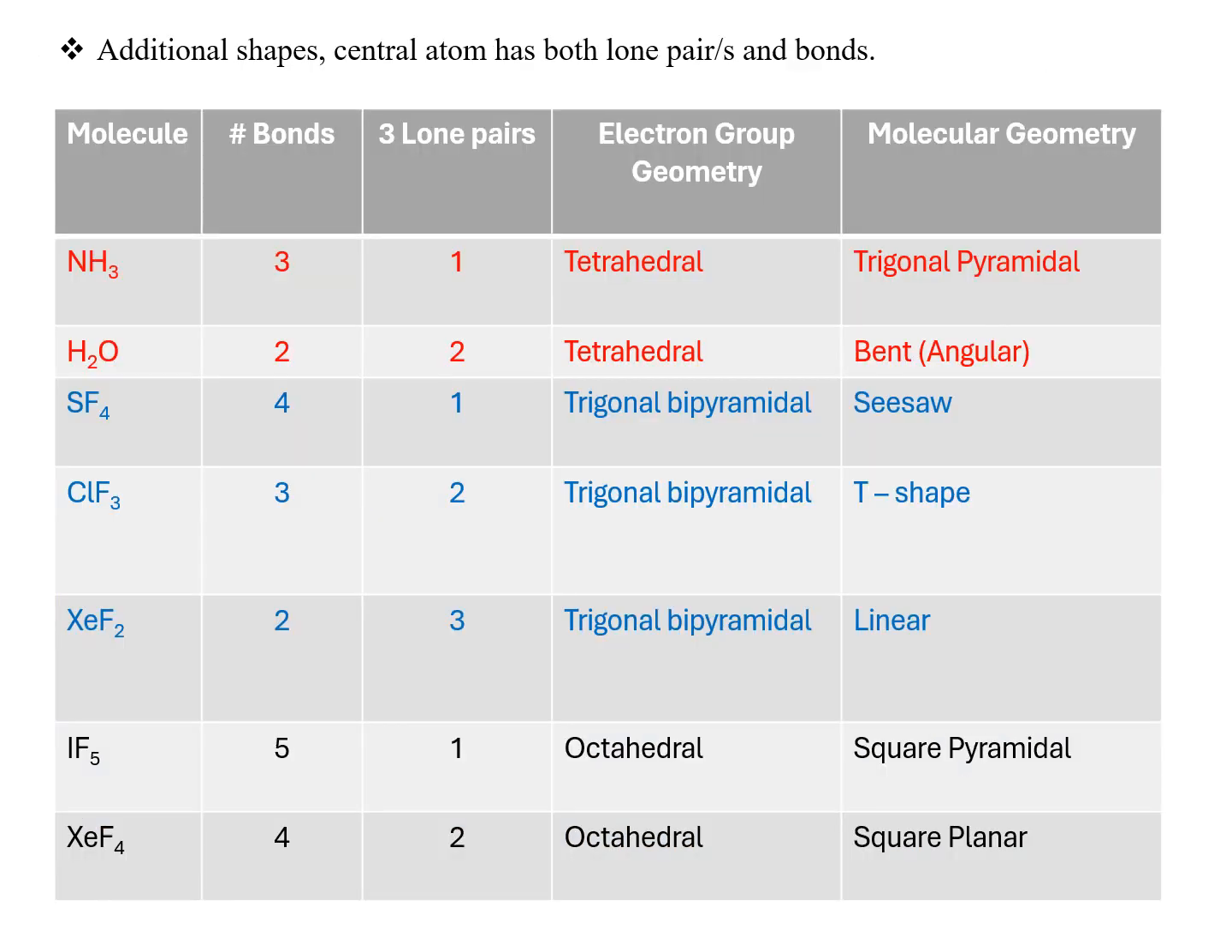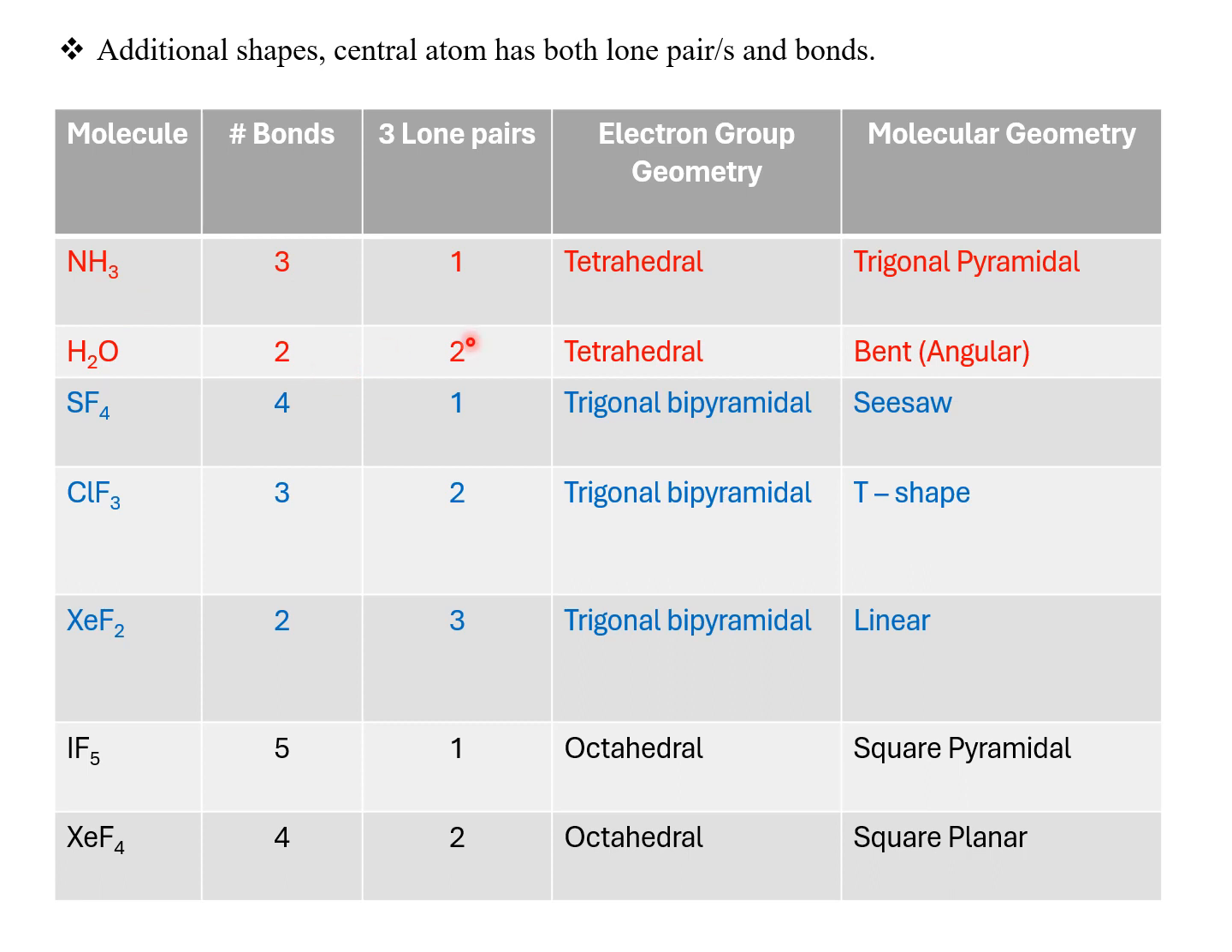Let's talk about some additional shapes. First, tetrahedral electron group geometry. In the previous slide, you can remember tetrahedral is four groups attached to the central atom and zero lone pairs. Now if we replace one of the bonds with a lone pair, then three are bonds and one is a lone pair. Tetrahedral is still the electron group geometry, but for molecular geometry we need to separate the three bonds and one lone pair. For three bonds and one lone pair, we give the name trigonal pyramidal shape. Examples: NH3, PCl3 are trigonal pyramidal.